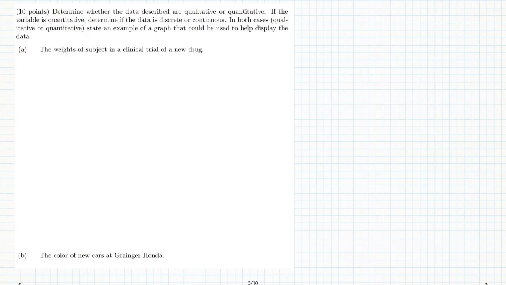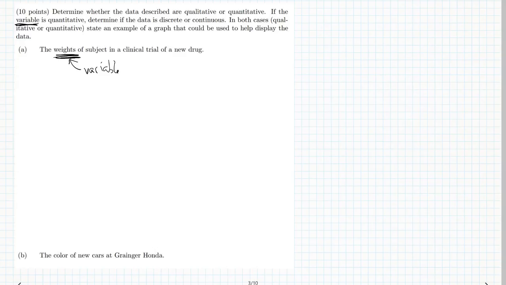Alright, so moving forward, determine whether the data described are qualitative or quantitative variables. And if the variable is quantitative, determine if the data is discrete or continuous. In both cases, qualitative or quantitative, state an example of a graph that could be used to help display the data. Okay, so our first one, variables, right? We want to first figure out what the heck is the variable. Okay. So we have the weights of a subject.